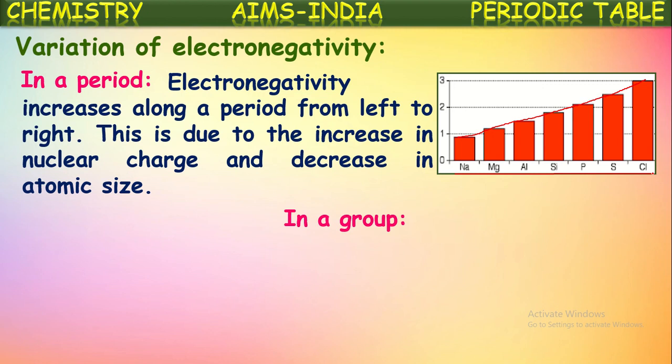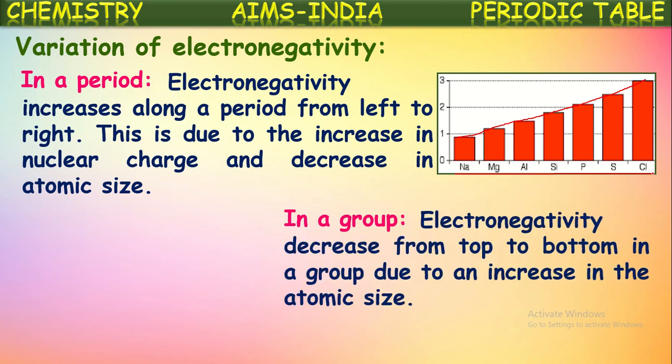And in a group, from top to bottom, electronegativity decreases. The reason is again that it is inversely proportional to atomic size or atomic radius. We know in a group from top to bottom, size gradually increases. As size increases, the attracting power or the tendency of pulling electrons decreases. Hence, electronegativity in a group from top to bottom decreases.